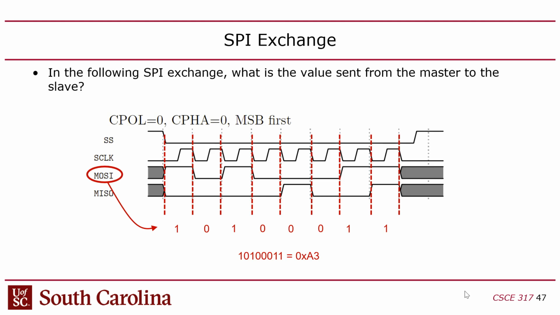Okay, and this is just another example. In this case, this is different data. C pool 0, C fuzz 0. So this is a little different now. Notice everything's offset by a half cycle compared to the last timing diagram.